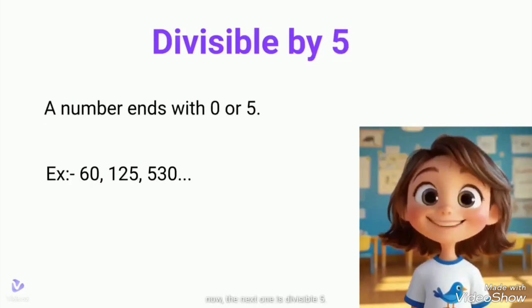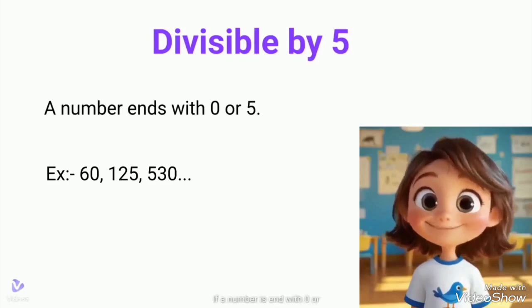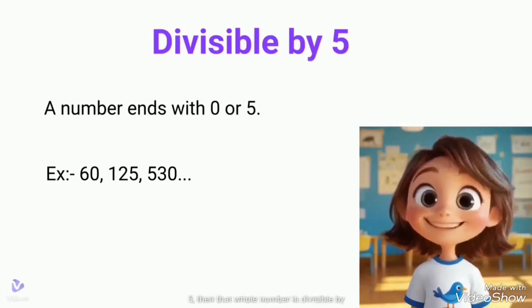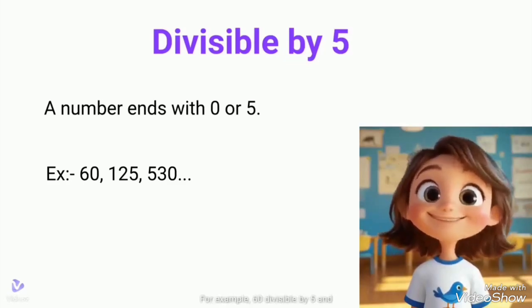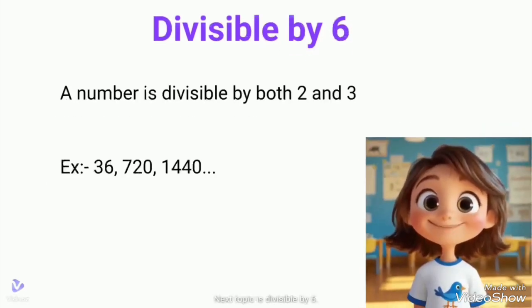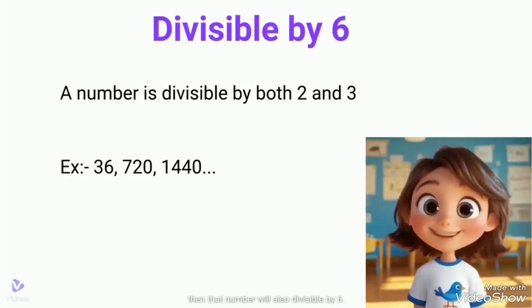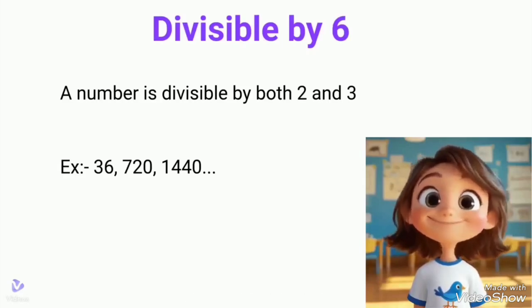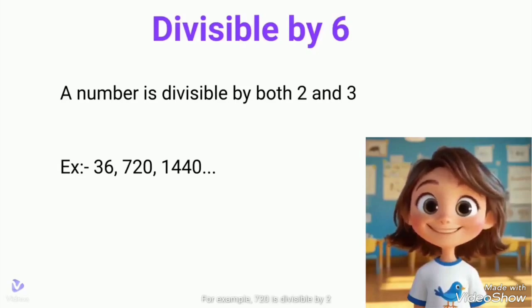Now, the next one is divisible by 5. If a number ends with 0 or 5, then that whole number is divisible by 5. For example, 60 is divisible by 5 and 125 is also divisible by 5. Next topic is divisible by 6. If a given number is divisible by both 2 and 3, then that number will also be divisible by 6. For example, 720 is divisible by 2 and 3, so it is also divisible by 6.